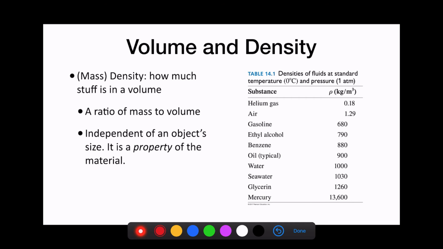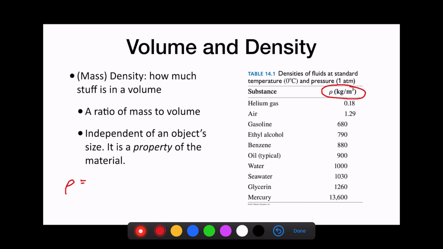Now next, we need to talk about density. And we're going to specifically talk about mass density. Most of the time when you hear the term density, they are referring to mass density, but there are actually different types of densities as well, and you'll learn more about that next semester. So mass density is how much stuff is in a volume. It's a ratio of the mass to the volume, and we write density with the Greek letter rho, which you can see in this table here. The SI units are kilogram per meter cubed. So if you show up with something else, you'll need to convert to kilogram per meter cubed.